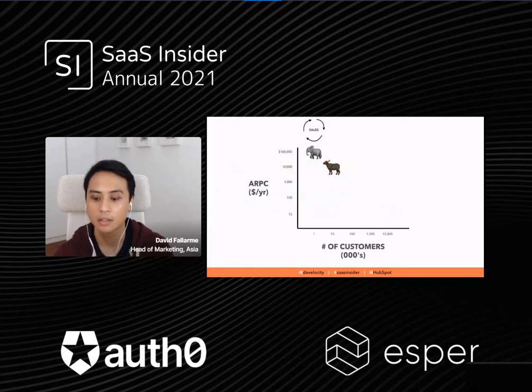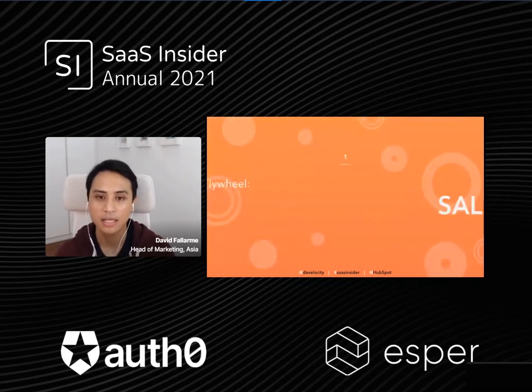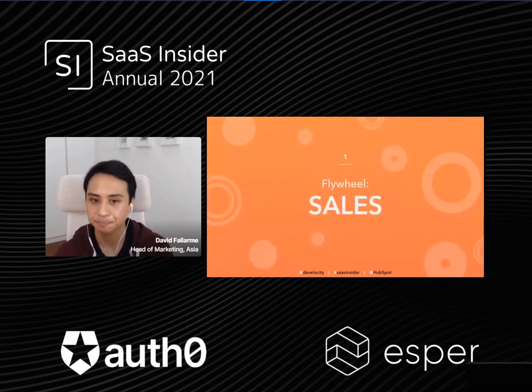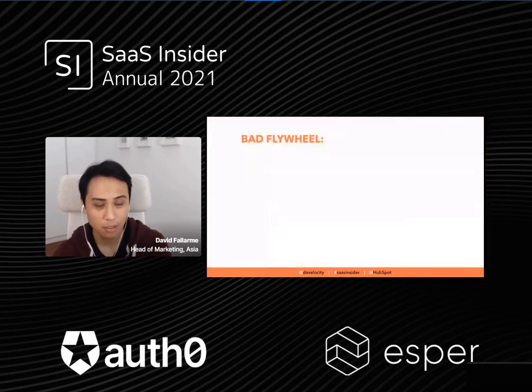Okay, so I'm assuming since we're at a SaaS virtual event, a lot of you are probably in B2B SaaS. And so probably a lot of you are trying to get this sales motion to work, right? So here's how it's supposed to work. Here's what a healthy sales flywheel looks like. And I'll show you how to do that. But before we do that, we need to talk about what a bad flywheel looks like. A bad flywheel is one that doesn't work.